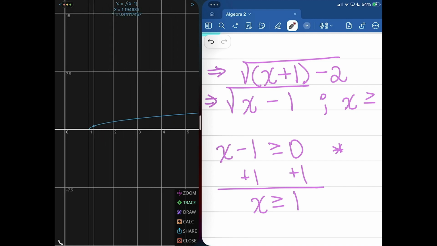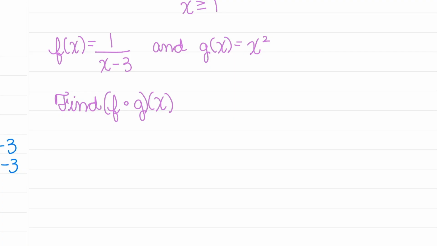If we go to the left of 1, you'll see our y values stop producing because it does not exist there, at least in the real realm. So hopefully that makes sense. Let's do another example where we have a rational function with another domain restriction. Here we have f of x equals 1 over x minus 3 and g of x equals x squared. Find f of g of x.